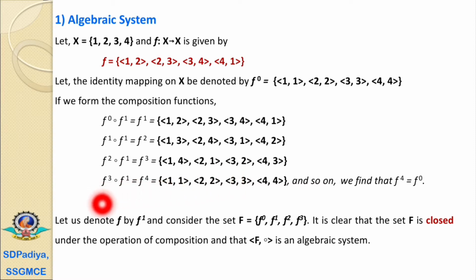What we can conclude from this is that we denote f by f raised to power 1 and consider the set capital F, which is the set of functions f raised to power 0, f raised to power 1, f raised to power 2 and f raised to power 3. Then it is clear that the set of functions is closed under the operation of composition, and the function f with the composition operation is an algebraic system.